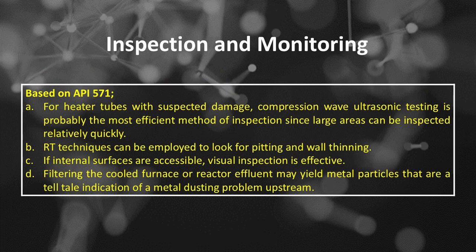Metal dusting damage inspection and monitoring based on API 571. Number A. For heater tubes with suspected damage, compression wave ultrasonic testing is probably the most efficient method of inspection since large areas can be inspected relatively quickly.